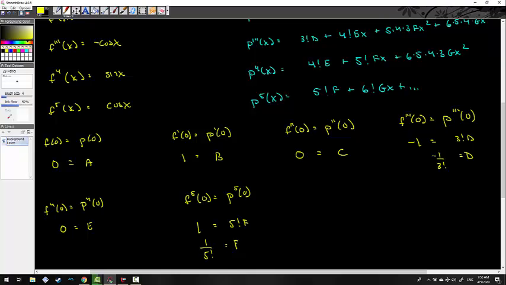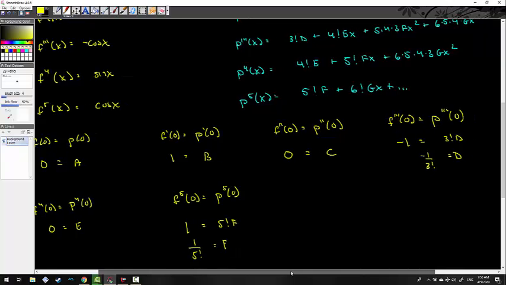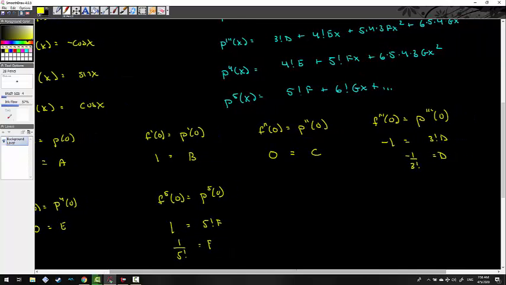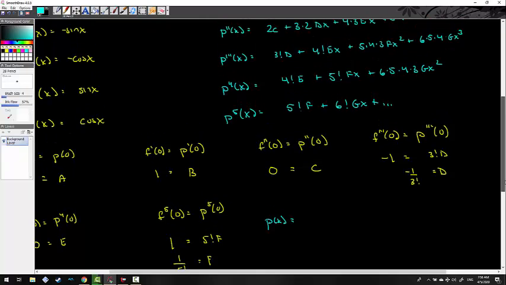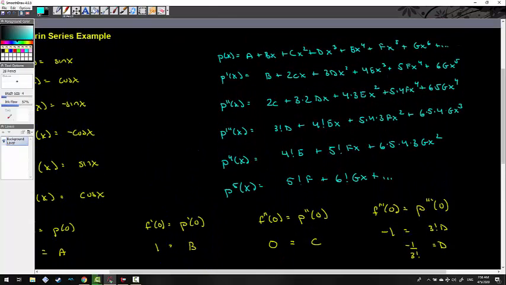Now, after you've established the 1 and the negative 1 over 3 factorial and the positive 1 over 5 factorial, I think now a pattern can start being associated here. So p of x, we'll do it in a different color here, since that's our polynomial color. Remember, the basic polynomial equation is this guy. It's the a plus bx plus cx squared plus all that stuff.